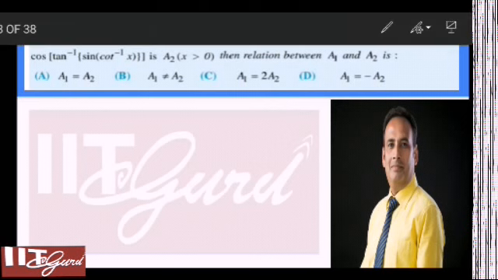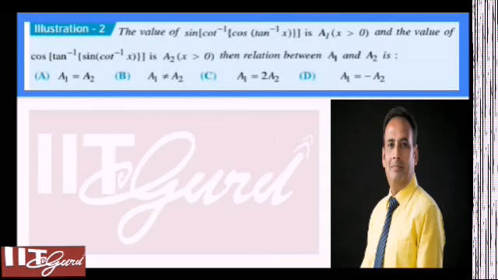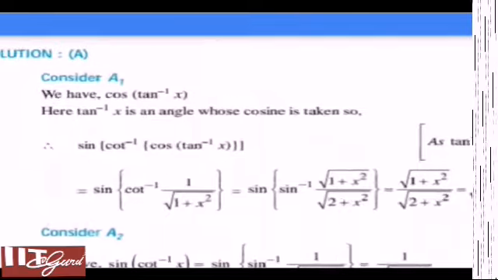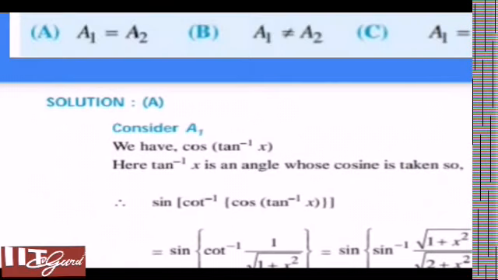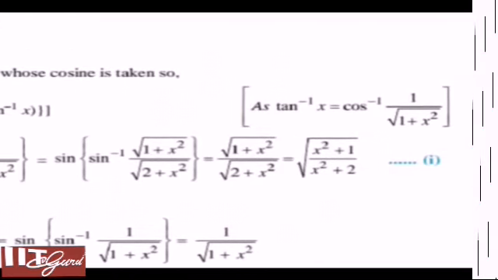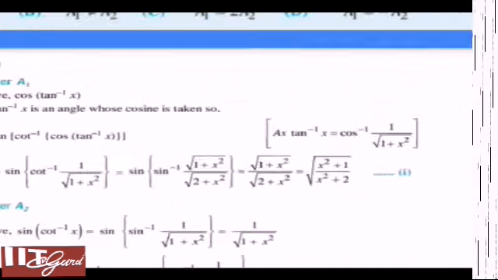Let's unpause and then check the result. So let's see over here. After pausing, let's see. The graph is same here. Solution says consider a1, that is, in the bracket cos of tan inverse x. Let's say tan inverse x be the angle whose cosine is taken, so tan inverse x equals cos inverse of 1 over root of 1 plus x square, as we have discussed earlier in the previous video.